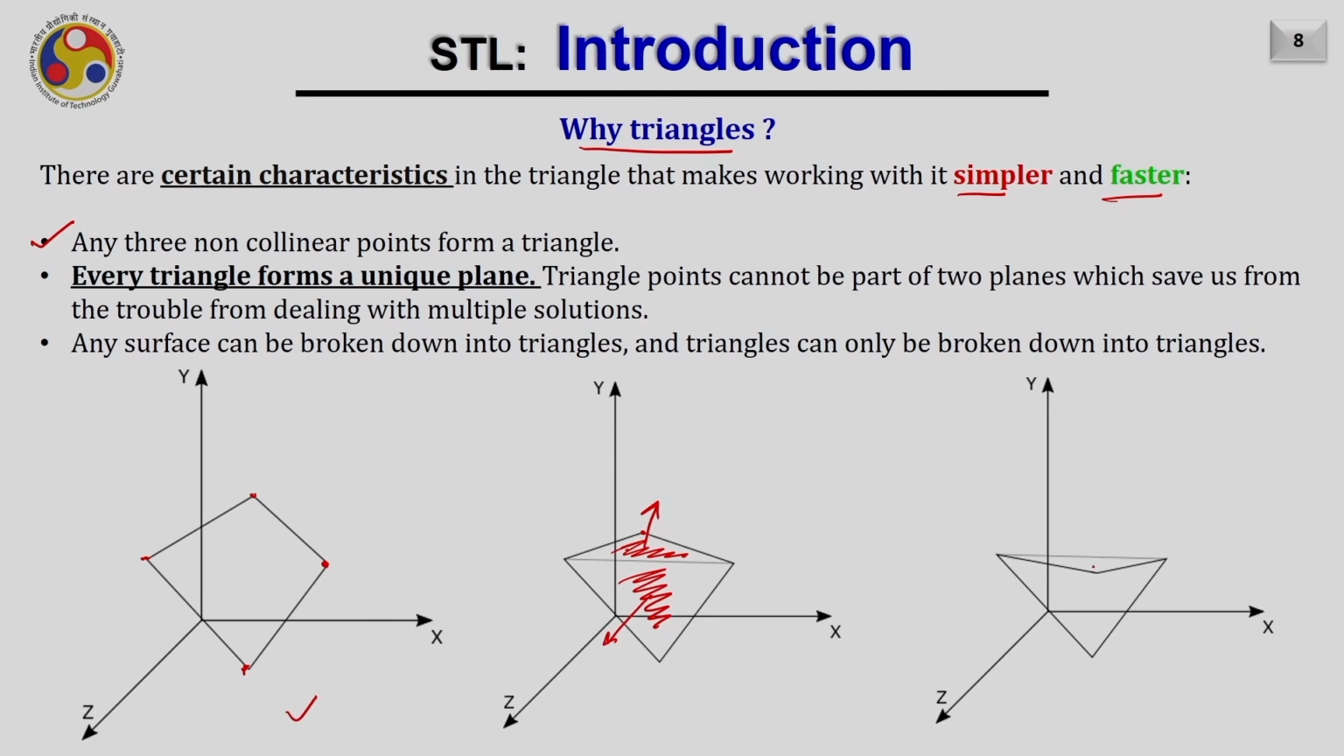This is another example where I am representing it in another direction, and hence your contact normal will be again different. Therefore, triangle points cannot be part of 2 planes, which saves us from such conditions. Any surface can be broken into triangles, and a triangle can only be broken down into further triangles. Therefore, the triangle is used as a unit entity to represent the surface of an object.